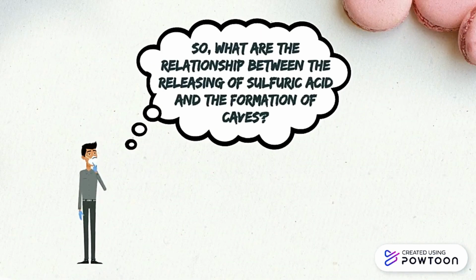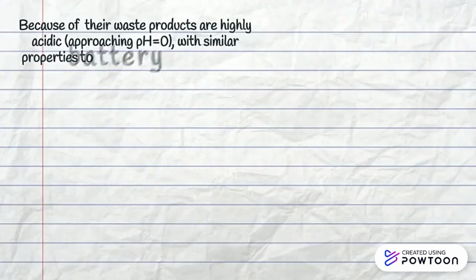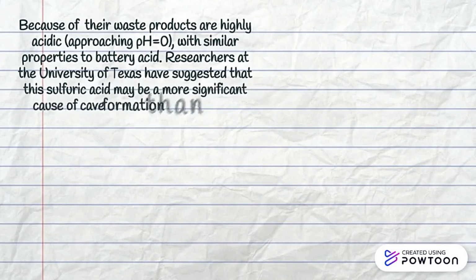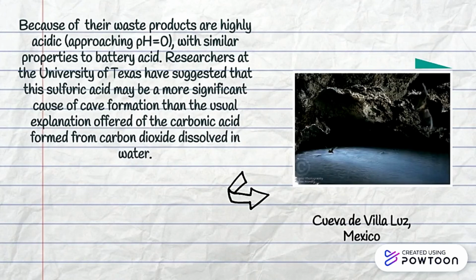So, what is the relationship between the release of sulfuric acid and the formation of the cave? Because their waste products are highly acidic, approaching pH 0, with similar properties to battery acid, researchers at the University of Texas have suggested that this sulfuric acid may be a more significant cause of cave formation than the usual explanation offered of the carbonic acid formed from carbon dioxide dissolved in water.